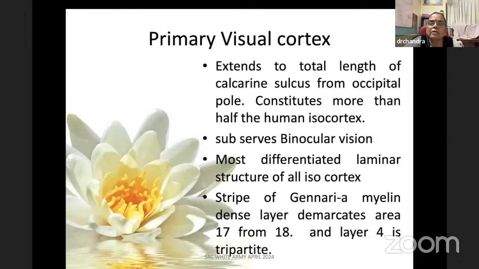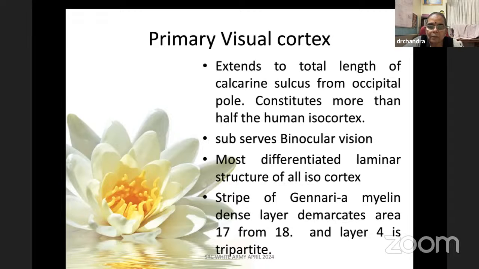The primary visual cortex extends along the total length of the calcarine sulcus from the occipital pole. We saw that, that's area 17, and it constitutes more than half the human isocortex. The neuron count in that cortex is more than half the human isocortical neurons, and it subserves binocular vision and has the most differentiated lamina structure of all isocortex. The visual cortex is the most differentiated and organized laminar cortex, and the stripe of Gennari is a myelin-dense layer which demarcates area 17 from area 18.